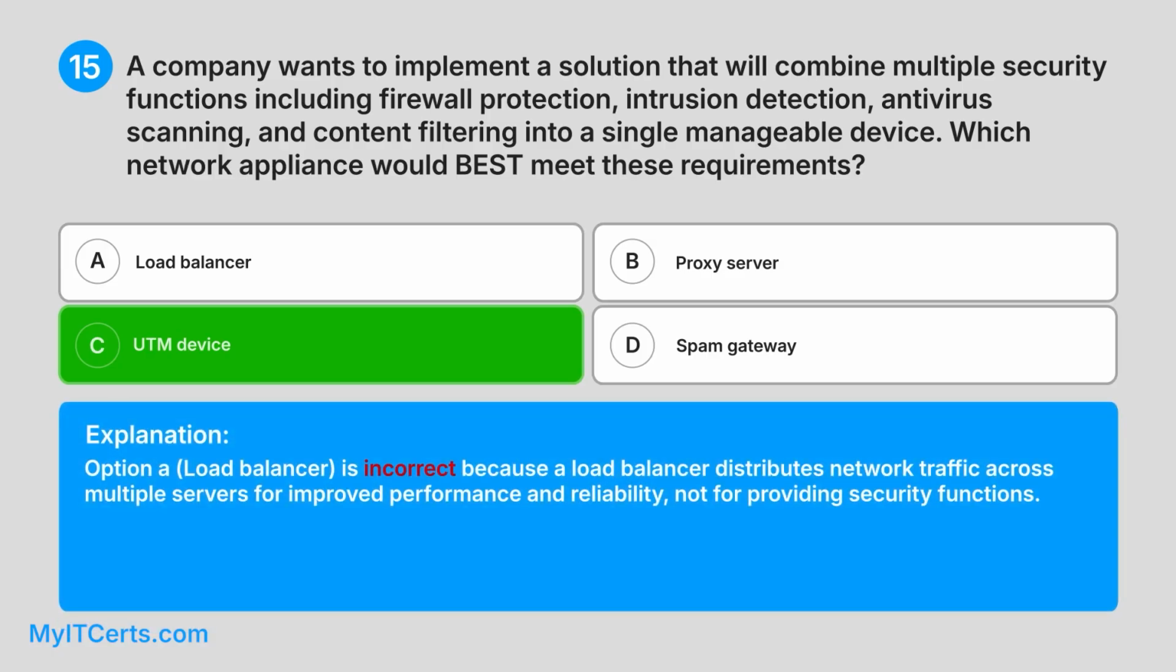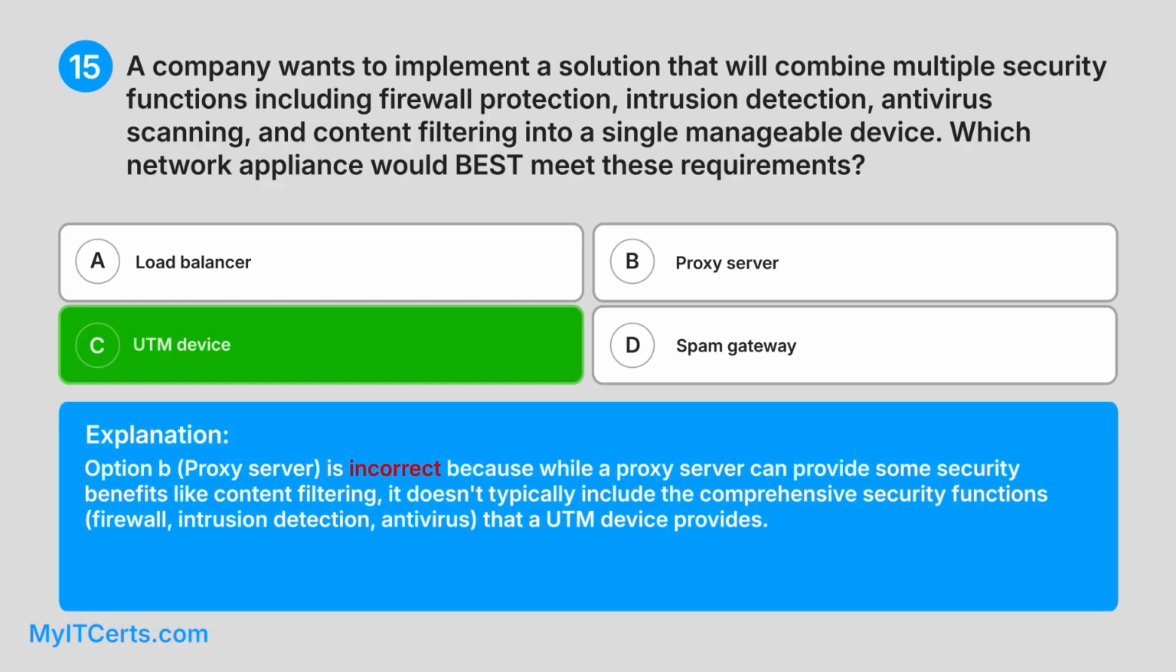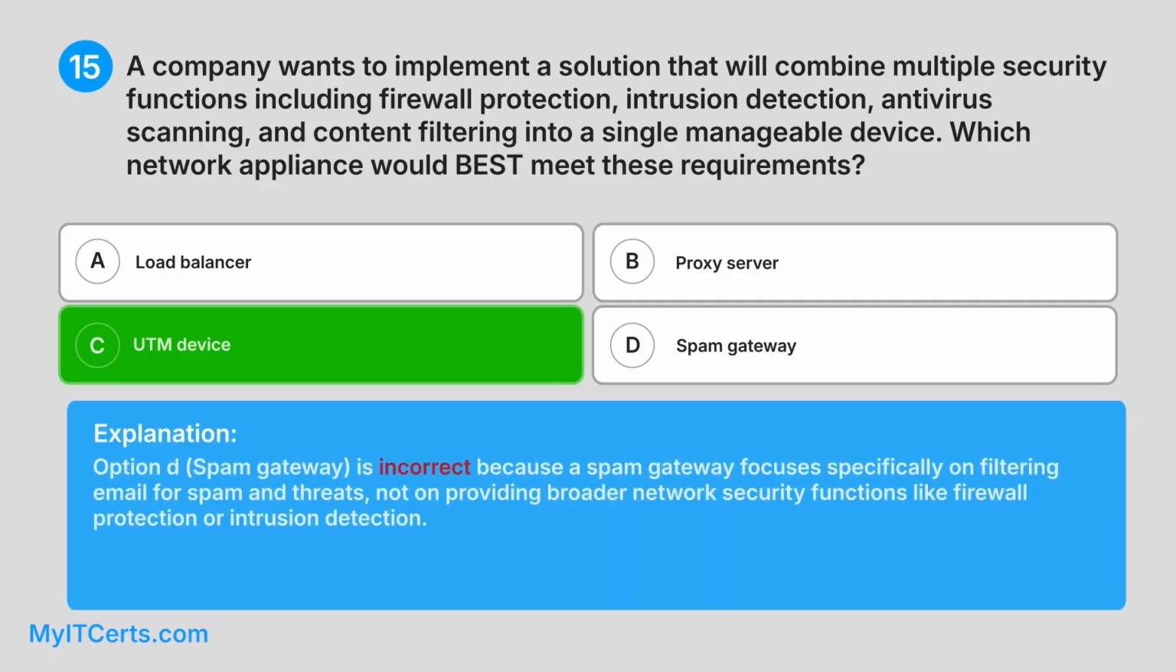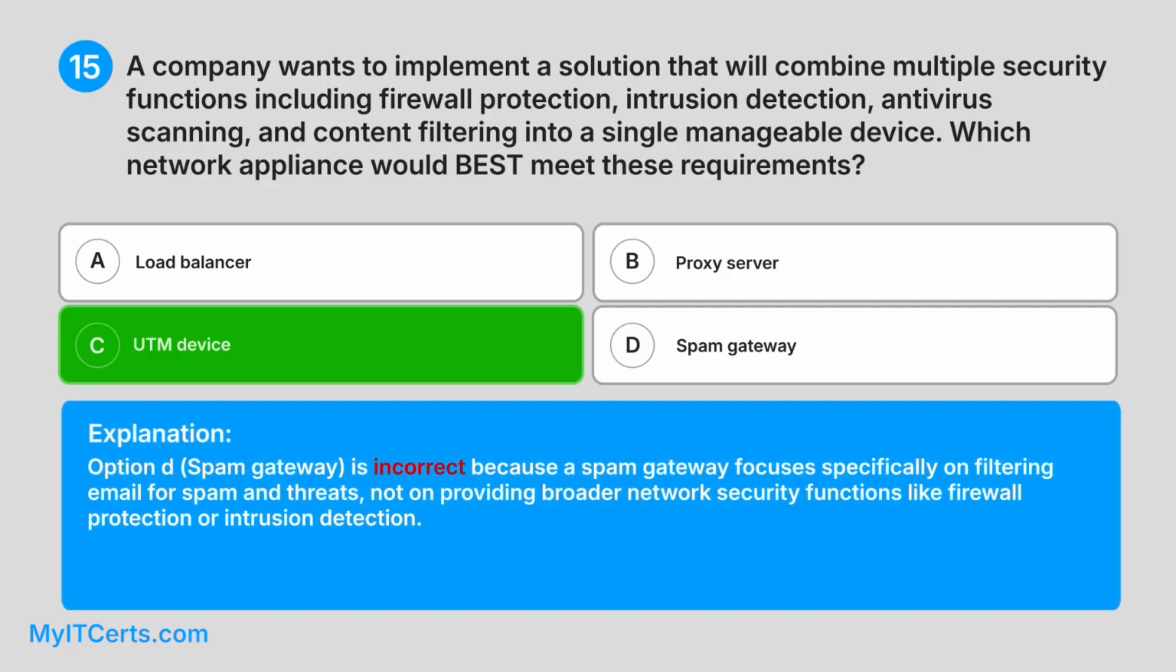Option A is incorrect because a load balancer distributes network traffic across multiple servers for improved performance and reliability, not for providing security functions. Option B is incorrect because while a proxy server can provide some security benefits, like content filtering, it doesn't typically include the comprehensive security functions, firewall, intrusion detection, antivirus, that a UTM device provides. Option D is incorrect because a spam gateway focuses specifically on filtering email for spam and threats, not on providing broader network security functions like firewall protection or intrusion detection.